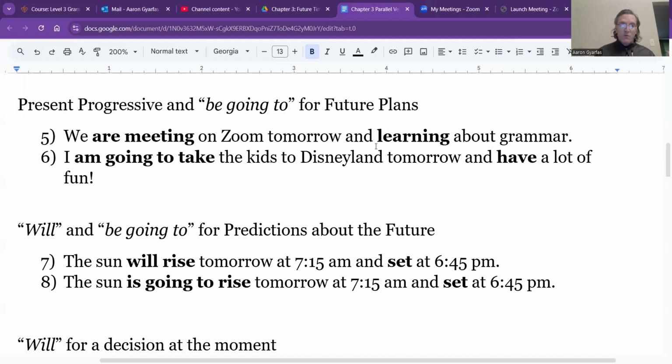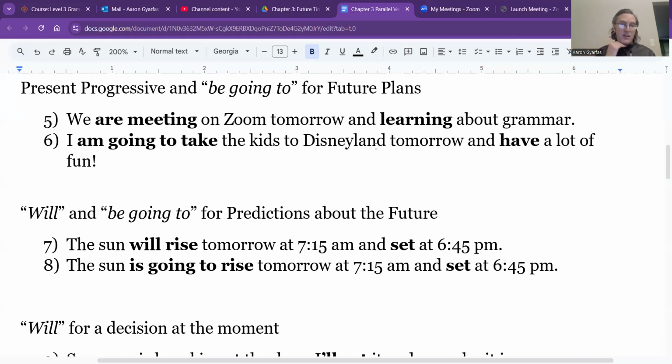If I'm using will or be going to for predictions about the future, after the modal will, we only use the base form of the verb. The sun will rise tomorrow at 7:15 and set at 6:45 p.m. I only need to use that modal will one time, and then each verb after the will needs to be the base form of the verb. The sun will rise and set. In number 8, I'm using be going to. I only need to use be going to one time.